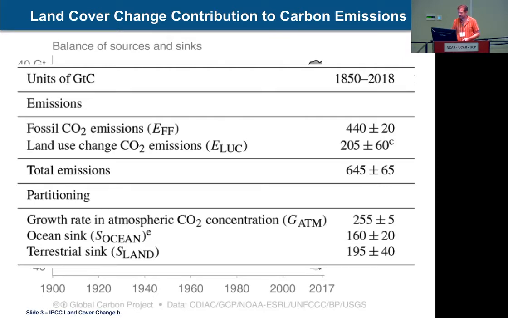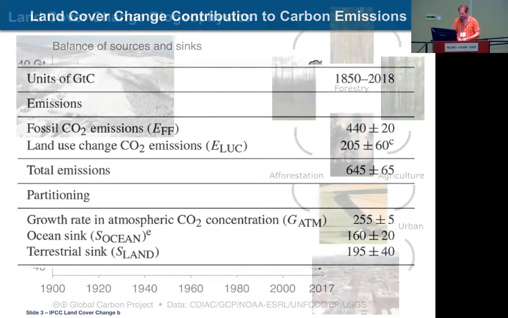So we have these two components of the land. The land ends up becoming almost neutral because we've disturbed it, as opposed to how much carbon it would have taken up if we hadn't done all that land use and land cover change.